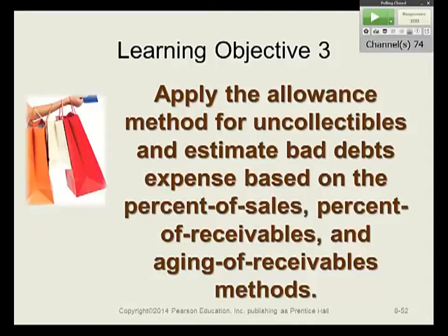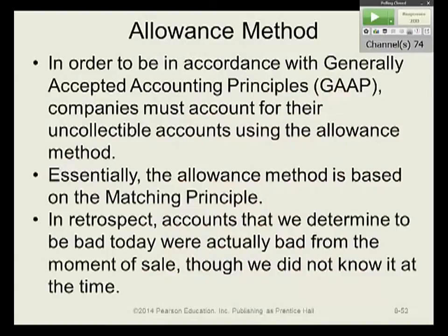So we can do that. We have the ability to do that with the subsidiary ledgers. But the estimation techniques are going to be critical. So again, for the allowance method, this is the GAAP approach. This is the method we have to use under generally accepted accounting principles. And again, the issue is offering credit incurs a cost.